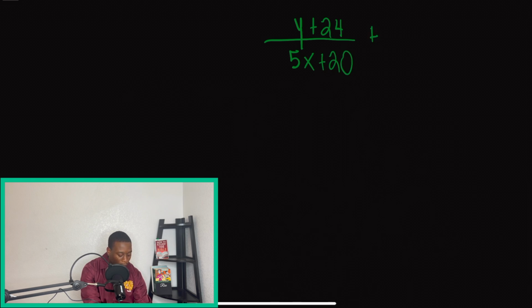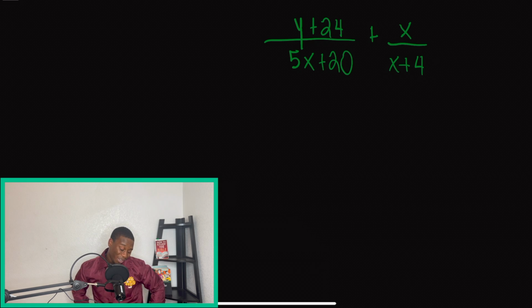So in our second example for today, the problem is going to be y plus 24 all over 5x plus 20. And we're going to add x divided by x plus 4. Now, guys, this one is a little bit trickier, and this is why I wanted to go over it. So we're looking at this now, right? And we're trying to find a common denominator, and it is somewhat hard, isn't it? Yeah, because now we have a variable and a constant, right?